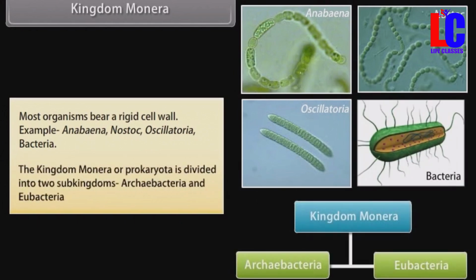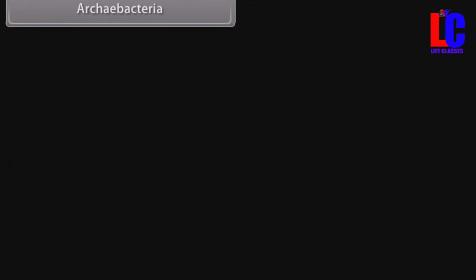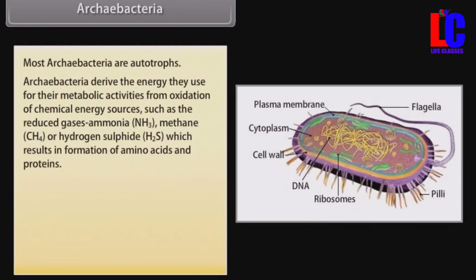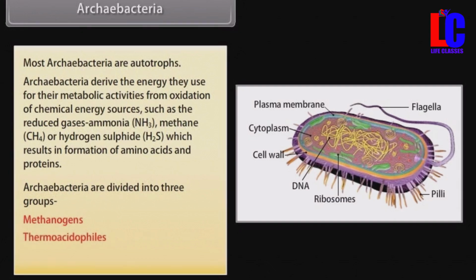The kingdom Monera or Prokaryota is divided into two subkingdoms: archaebacteria and eubacteria. Archaebacteria. Most archaebacteria are autotrophs. Archaebacteria derive the energy they use for their metabolic activities from oxidation of chemical energy sources such as the reduced gases ammonia NH3, methane CH4, or hydrogen sulfide H2S, which results in formation of amino acids and proteins. Archaebacteria are divided into three groups: methanogens, thermoacidophiles, halophiles.